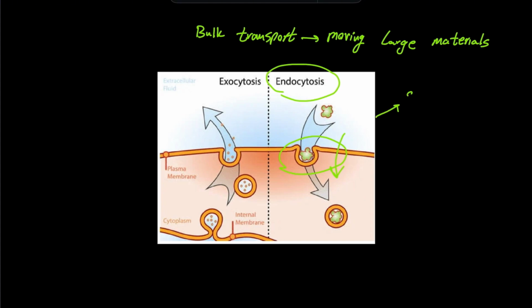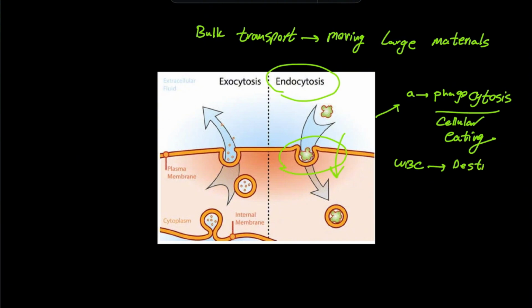Phagocytosis, or cellular eating, occurs when cells engulf large particles or microorganisms. Certain white blood cells use this process to destroy pathogens.